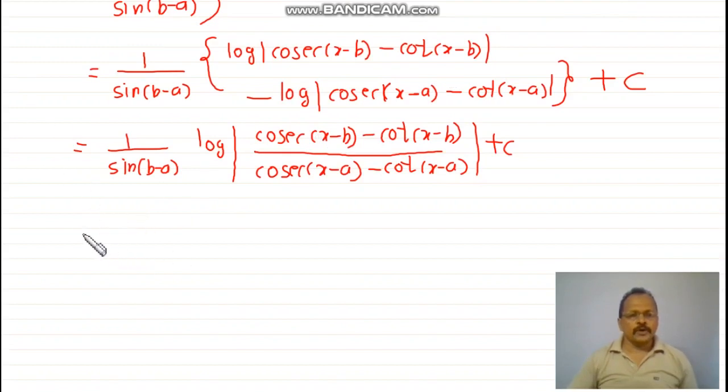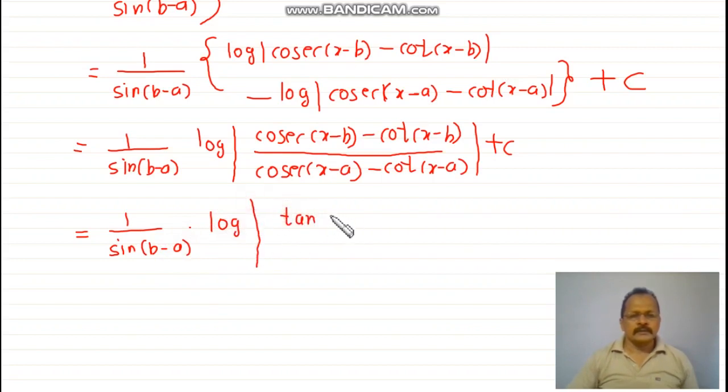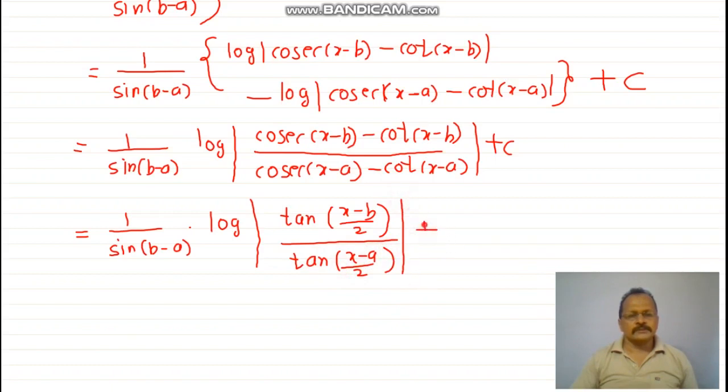Or you may also write this as 1 upon sin(b minus a) times log of mod tan((x minus b) upon 2) divided by tan((x minus a) upon 2) plus c. This tan can come in numerator and become cot((x minus a) upon 2). This can be your final answer.